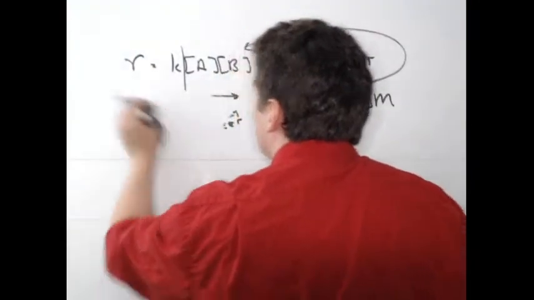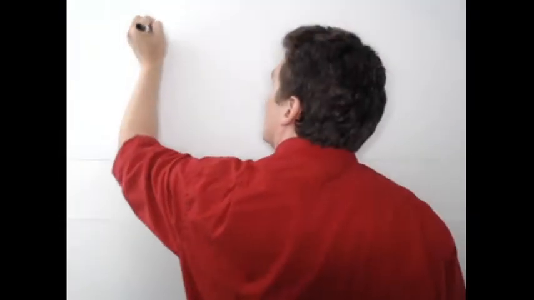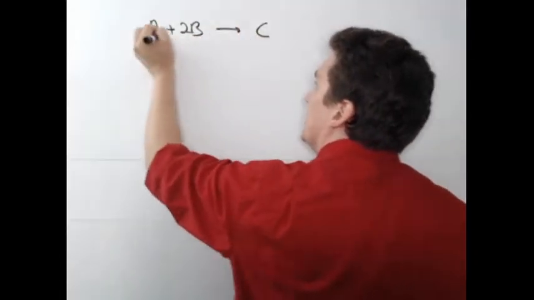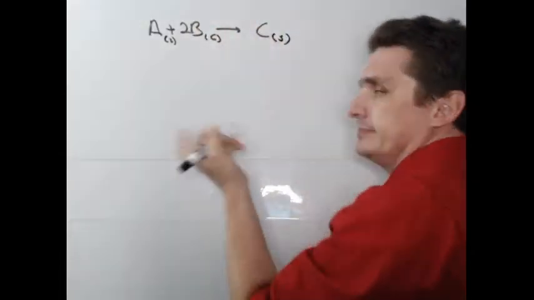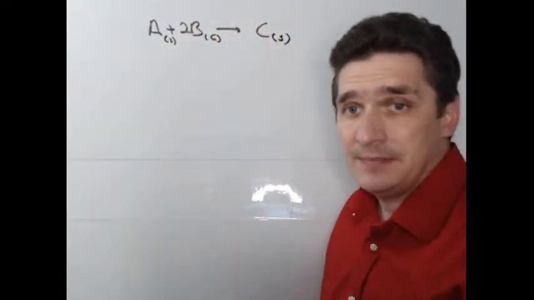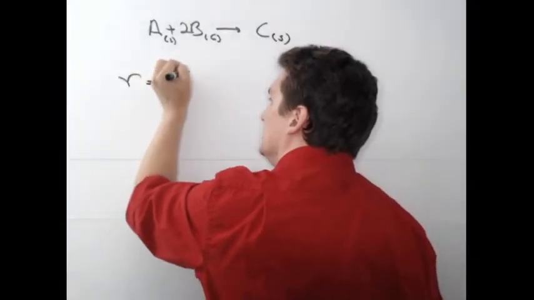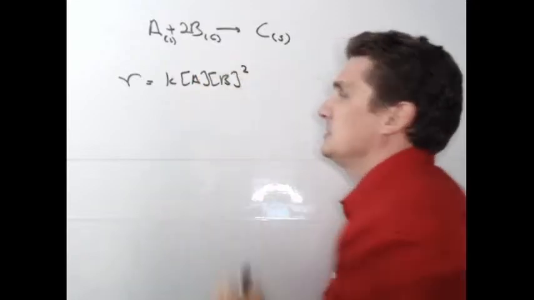Now, there's two ways to do this. There is the fast way and the slow way. The slow way you need to see, though, because it kind of explains where the fast way comes from. So let's say I have an elementary reaction, A plus 2B goes to C. And A here is liquid, B is a gas, and C is a solid. I don't know. We don't care about C. And we write our elementary rate law as R equals K, concentration of A, concentration of B squared.